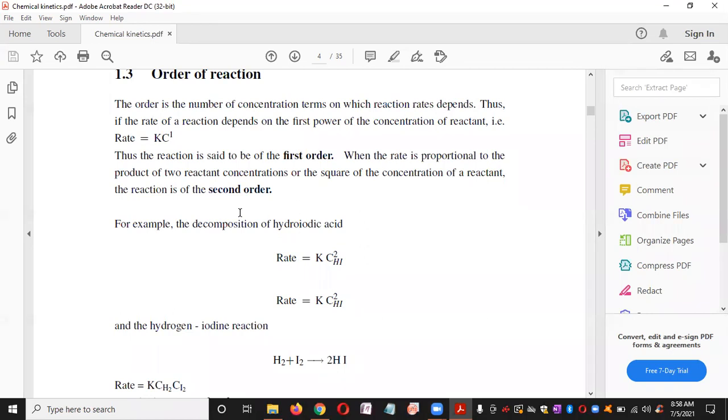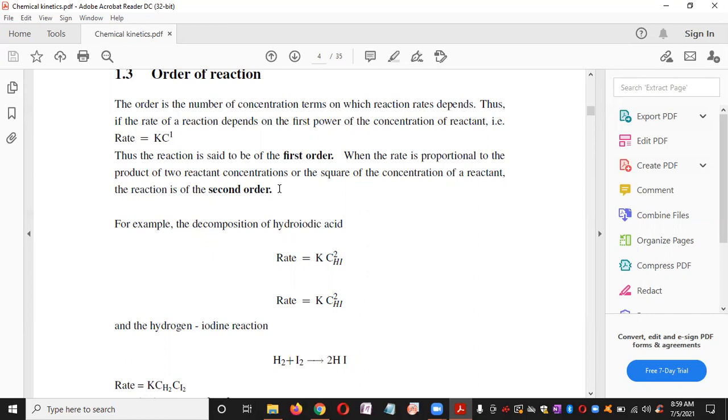Next, if the rate of reaction depends on the first power of the concentration of the reactant, then rate = k C^1. So this is a first order reaction. Here only A gives rise to the product. Before the reaction, the concentration of A is the initial concentration, which can be denoted as capital C or small a. Before the reaction, the concentration of the product is zero, because the reaction has not been initiated, so there is no question of product formation.